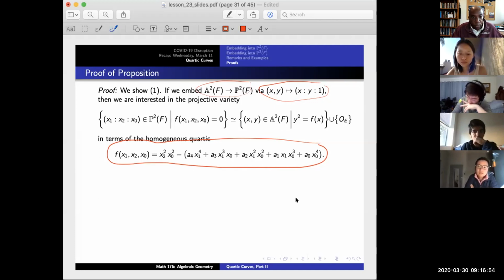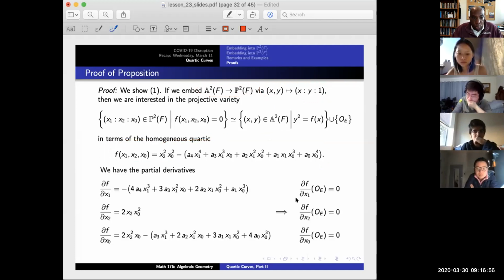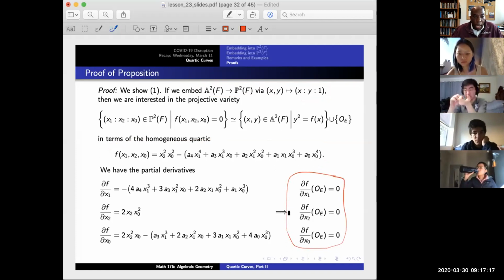So all we have to do is just consider partial derivatives. So we have here our polynomial of degree 4. We'll just take partial derivatives here: partial with respect to x1, x2, and x0. And when we do all of that, we can then substitute in the so-called point at infinity. So remember that x1 is 0, x2 is 1, and x0 is 0.